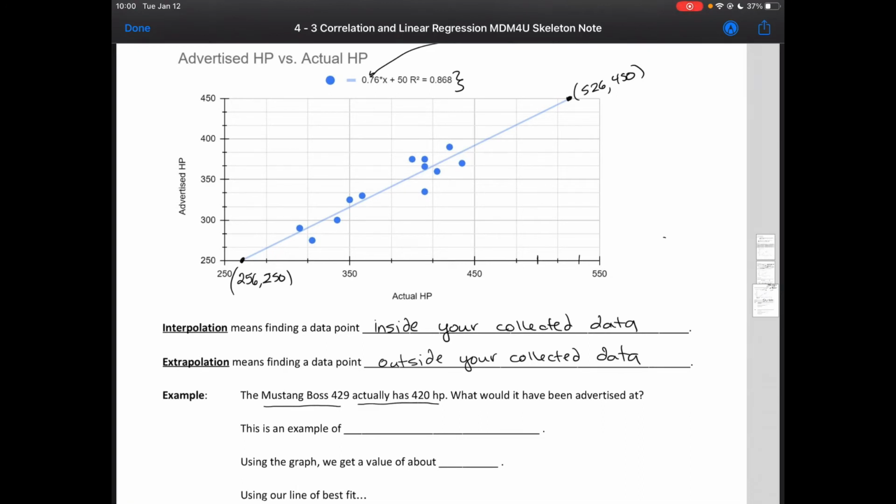The first one we're going to look at: the Mustang Boss 429 actually has 420 horsepower. What would it have been advertised at? 420 horsepower would probably be in here, so this is going to be interpolation.